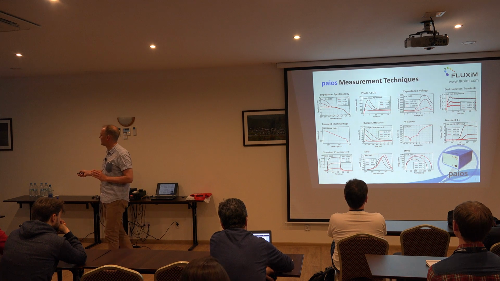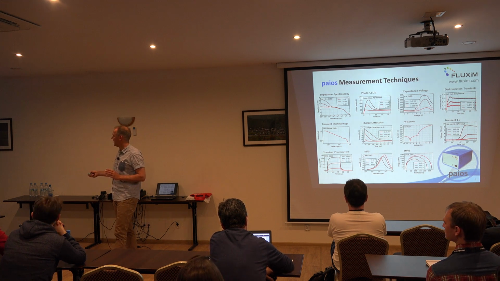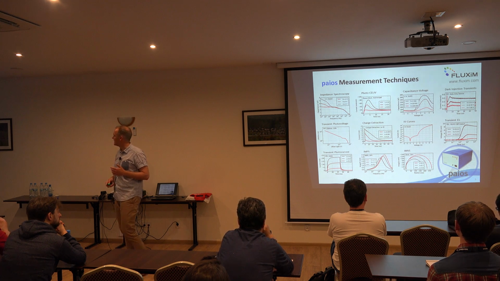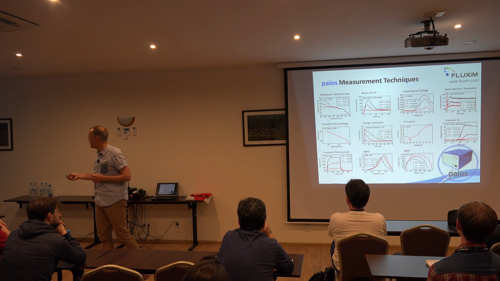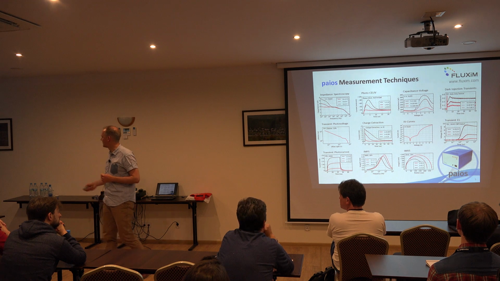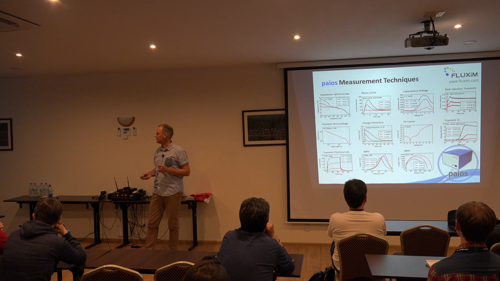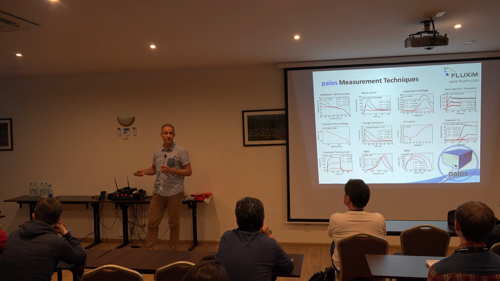Then for OLEDs as well, we have transient electroluminescence, where you can look at the onset, the time of light output after voltage turn on. This delay time is interesting. And then these two are more for solar cells: intensity modulated photocurrent spectroscopy and intensity modulated photovoltage spectroscopy.